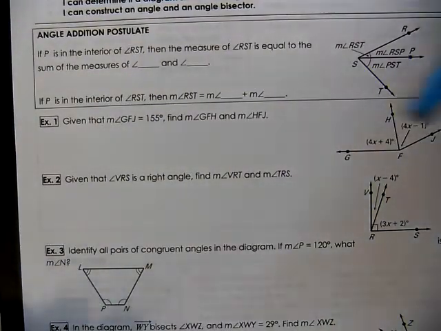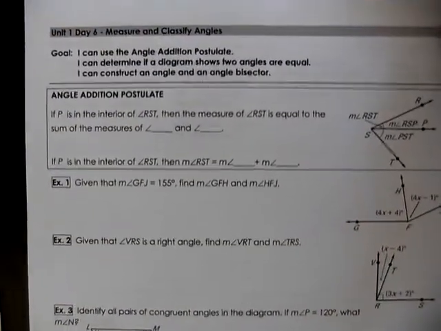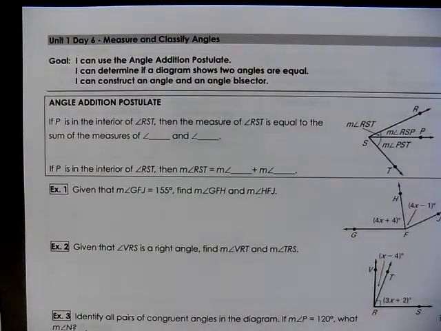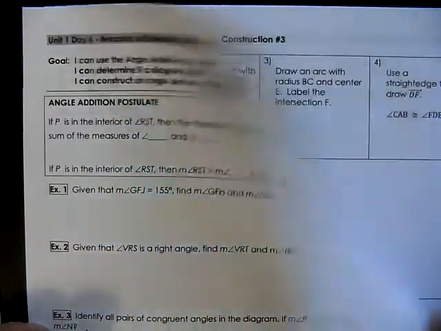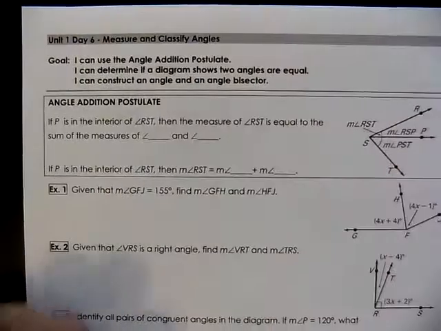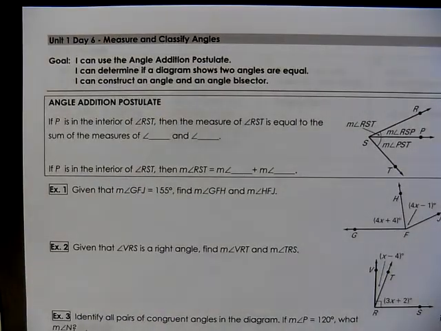Alright, hello everyone. We are taking a look at not just measuring and classifying angles, but looking at diagrams involving angle pairs and using that information to set up an equation so that we can solve for either a variable or solve for the angle that we want to know. And then the second topic is to construct an angle and construct an angle bisector, and we'll do that on the next page.